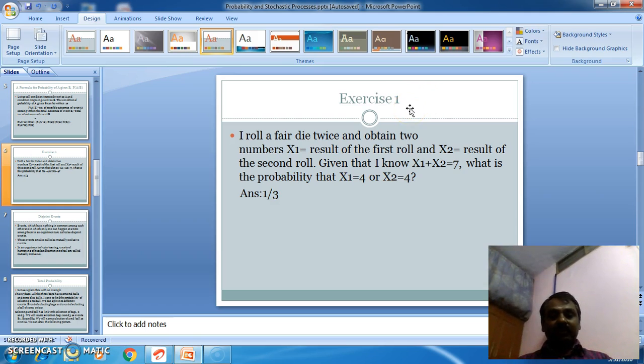So I'm giving an exercise for you to apply the concept of conditional probability. I roll a fair die twice and obtain two numbers. x1 is equal to result of the first roll and x2 is equal to result of the second roll. Given that I know x1 plus x2 is equal to 7, what is the probability that x1 is equal to 4 or x2 is equal to 4? Please apply the concept of conditional probability and see that the answer comes to be 1 by 3.